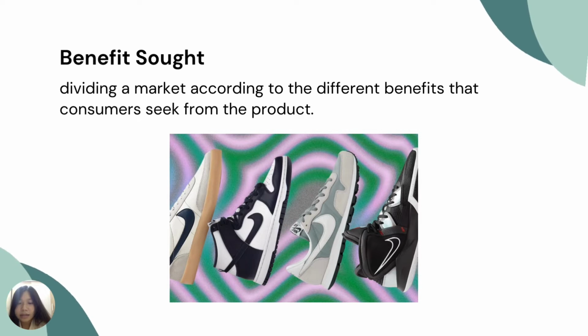Next is benefit sorts. Benefit segmentation requires finding the major benefits people look for in the product, the kinds of people looking for each benefit, and the major brands that deliver it. For example, Nike has a variety of shoe collections with distinct attributes for each usage purpose, like running shoes or basketball shoes.